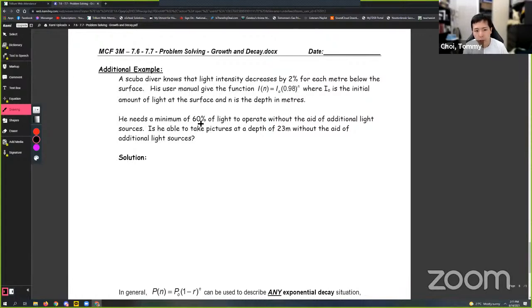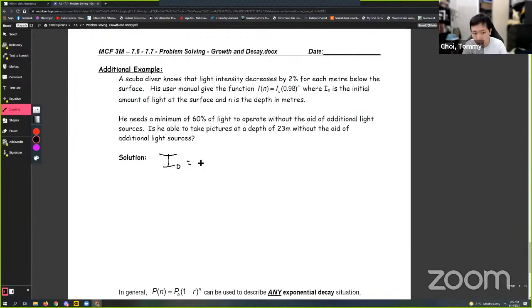It says he needs a minimum of 60% of light to operate without the aid of additional light sources. Is he able to take pictures at a depth of 23 meters without the aid of additional light sources? So there's the initial amount of light at the surface, and then he needs a minimum of 60% of light. Have you noticed that they didn't tell us what the initial amount was? In this situation, the initial amount can be anything.